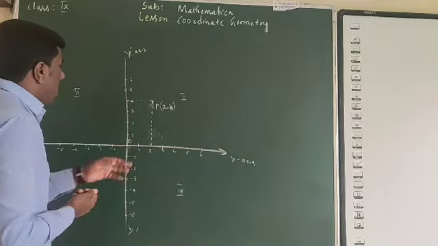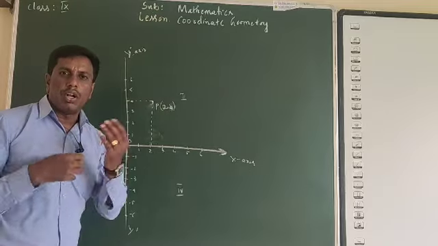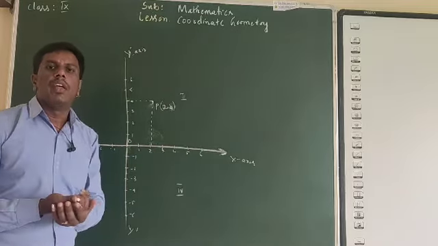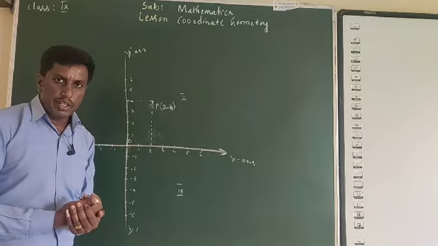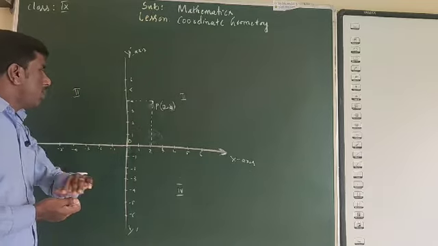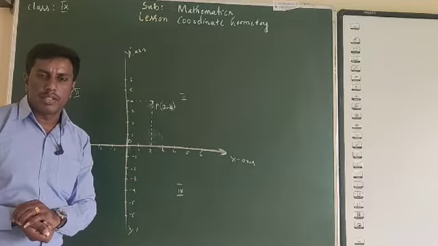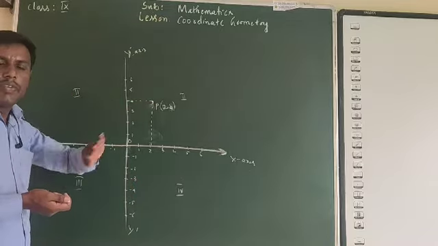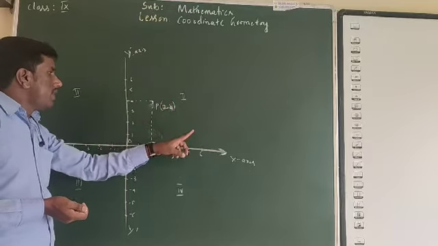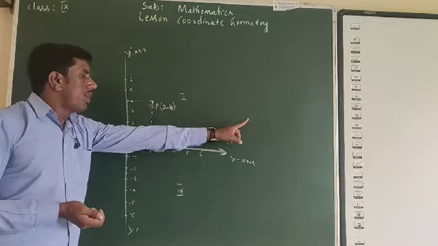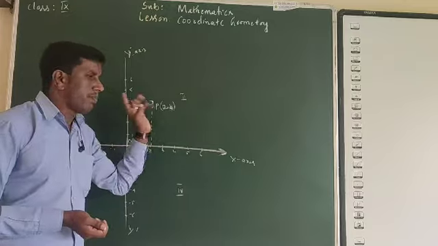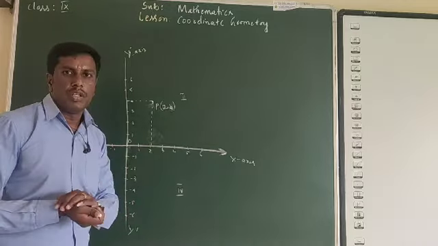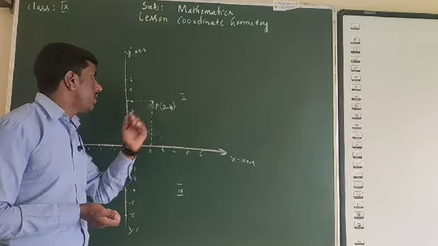The first coordinate, the x coordinate, is called the abscissa, and the second coordinate, the y coordinate, is called the ordinate. We have learned about these things in the last class. The question is very simple. They will give the point and they will say, write the x coordinate or the abscissa of the point P. So you can easily write that. Write the ordinate of point P. You can easily write that, 4.